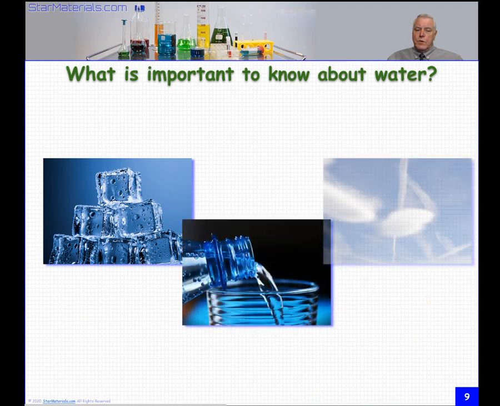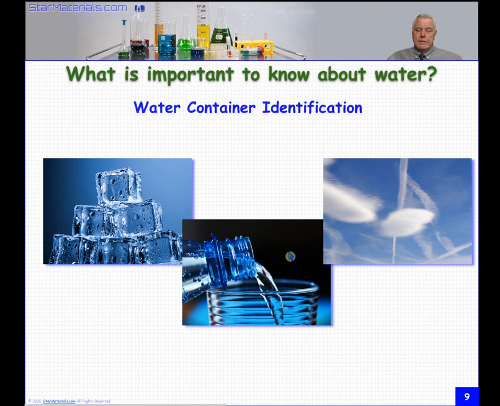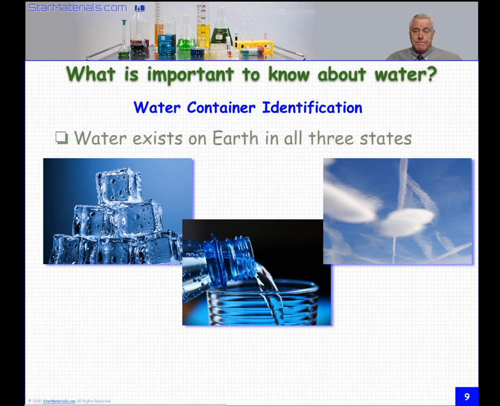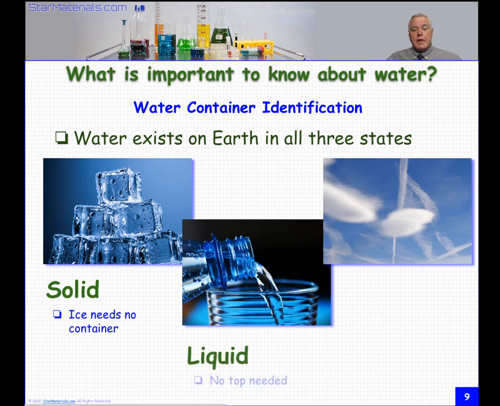Ice, water, and vapor. You can identify what state it is by what container it's in. It exists on Earth in all 3 states: solid, needs no container; liquid, no top needed, fill the glass, and as long as there's gravity, it's going to stay in there; but a gas must be contained.